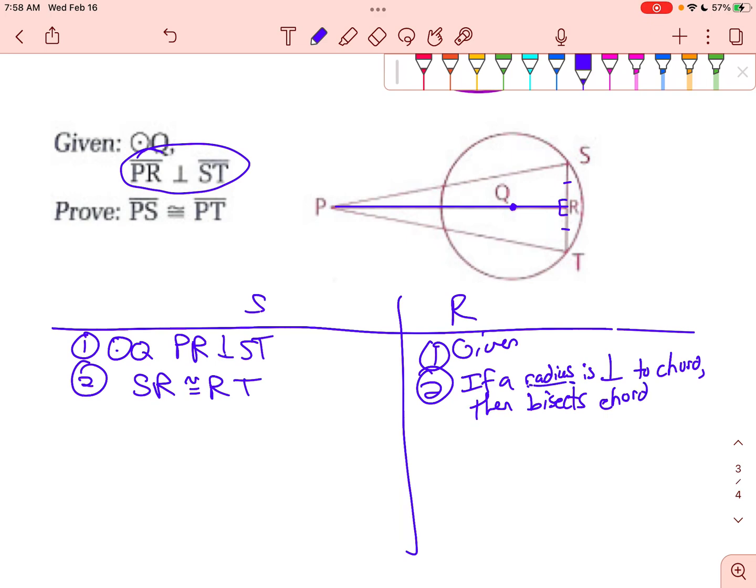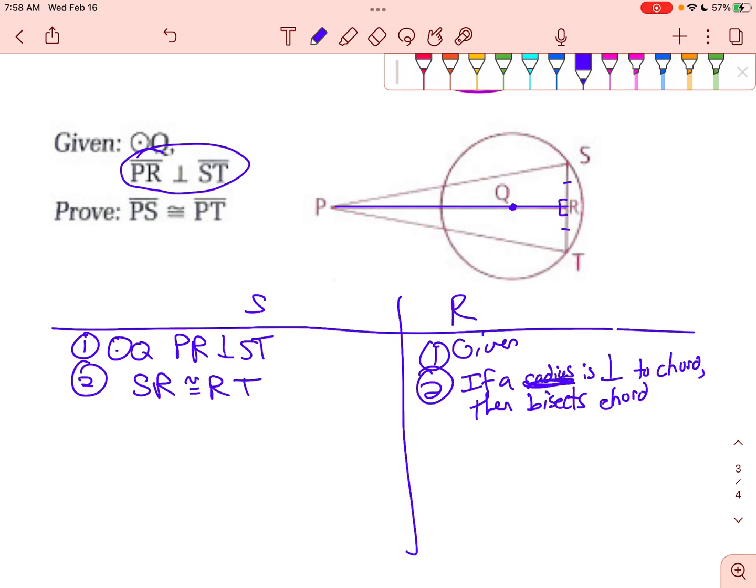And again, we know that this is a radius because it passes through the center of the circle. So it's a part of the radius. The radius is contained in there, okay?